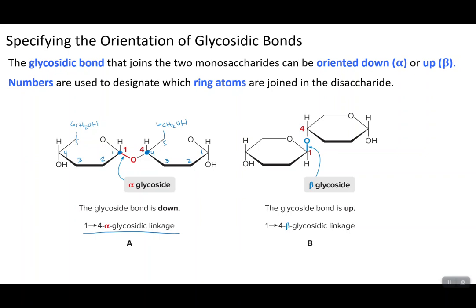If we look at the second one, again, it's the same idea. These are my carbons. These are my carbons. So we also have a 1-4 bonding, meaning the first carbon in one monosaccharide is bonded to the fourth carbon in the second monosaccharide. But it's going to get the beta designation because this oxygen here for this bond is pointing up.